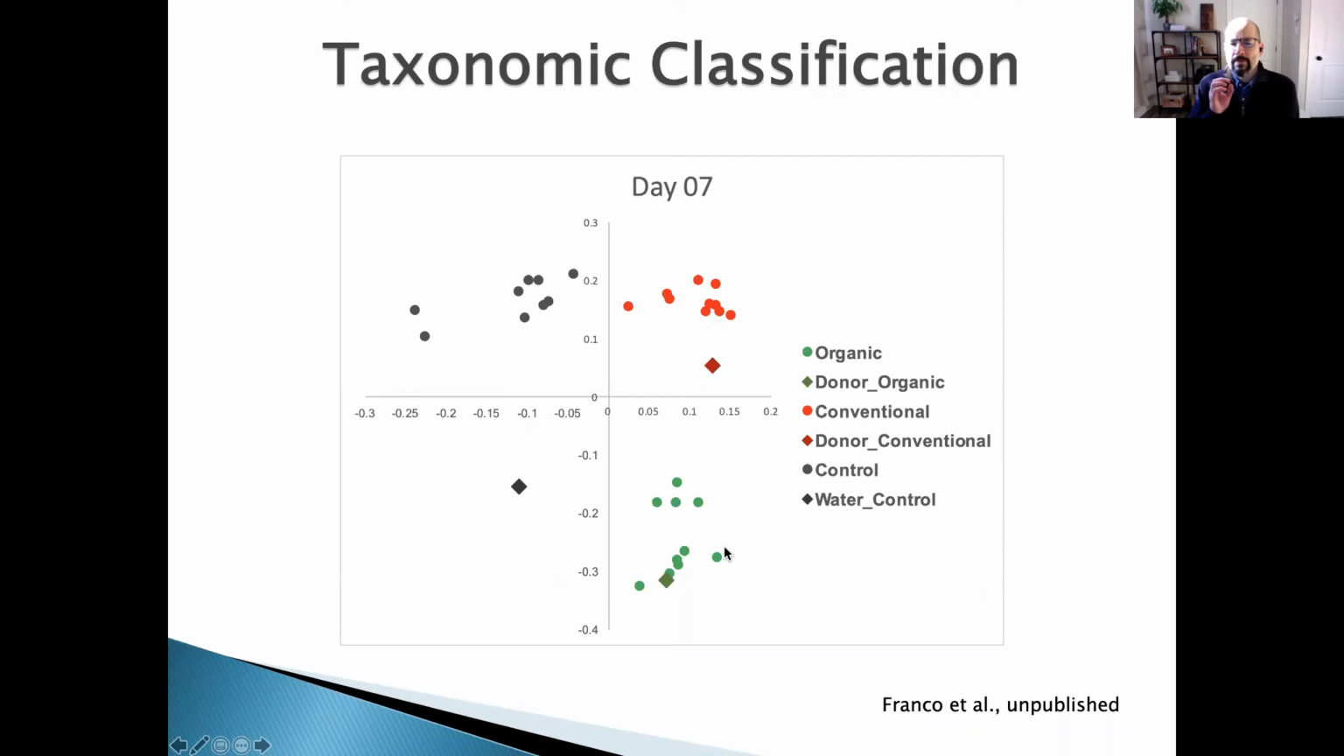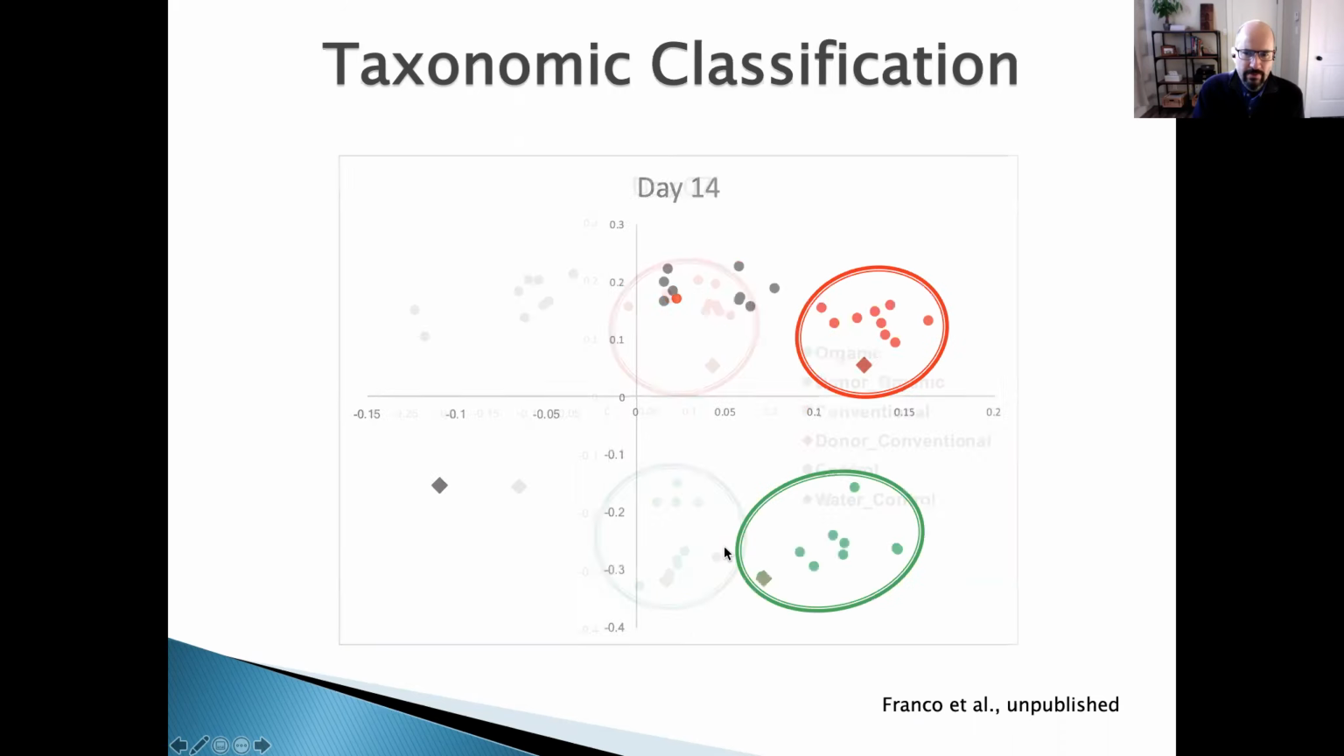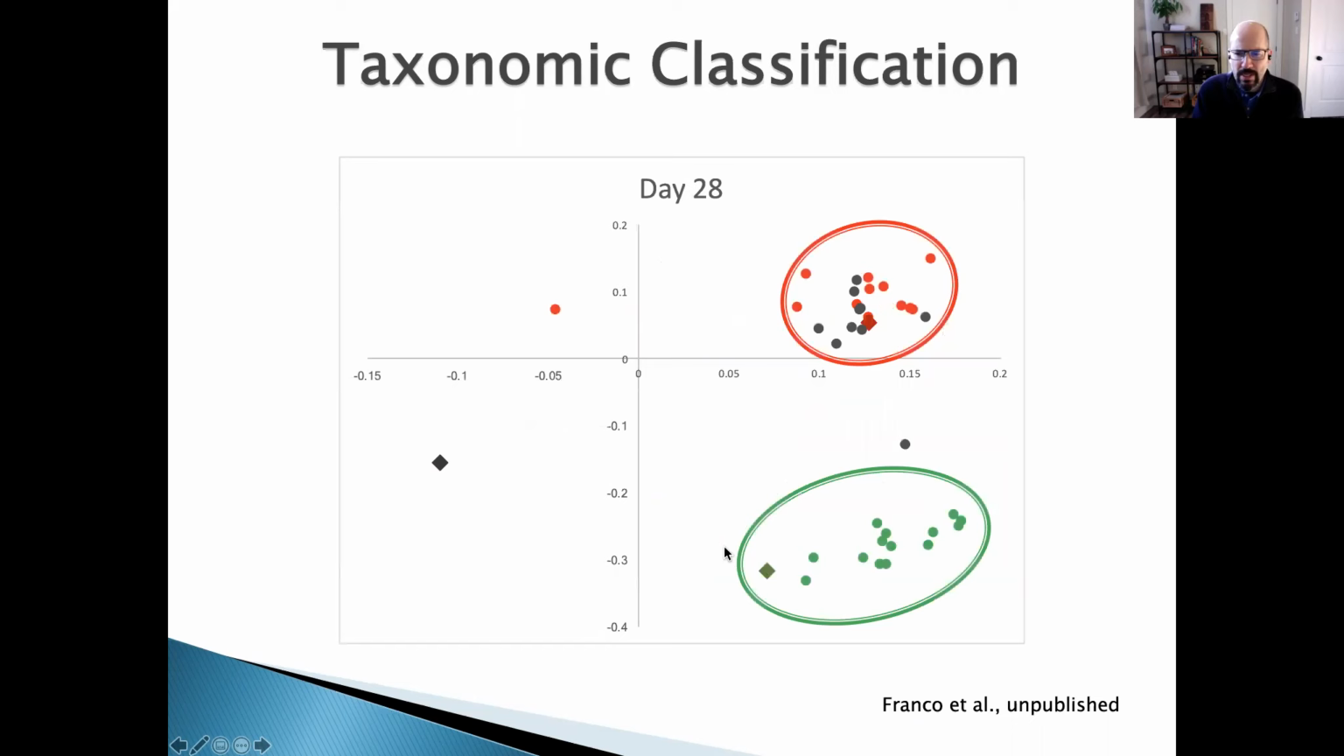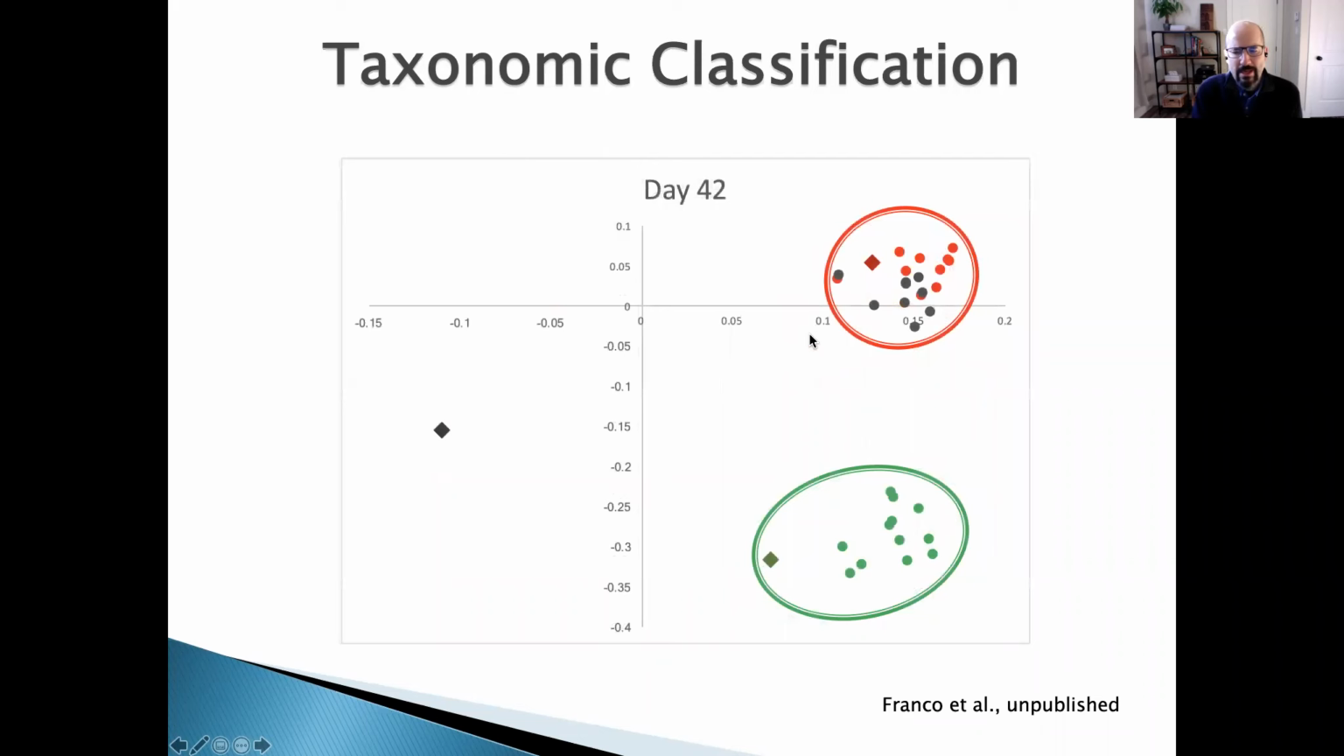Meaning that the bacteria we gave them stay there. Okay, so this is at day 7. You can see the different clustering there, and then day 14 is the same. Day 28, you know, the control animals start to move along with the conventional group. So you can see the clustering, you can see the dynamics, and here is at day 42.